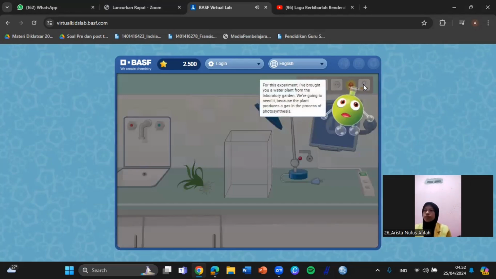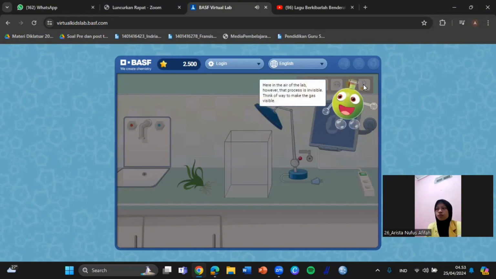For this experiment, I've brought you a water plant from the laboratory garden. We're going to need it because the plant produces a gas in the process of photosynthesis. Here in the air of the lab, however, that process is invisible. Think of a way to make the gas visible.